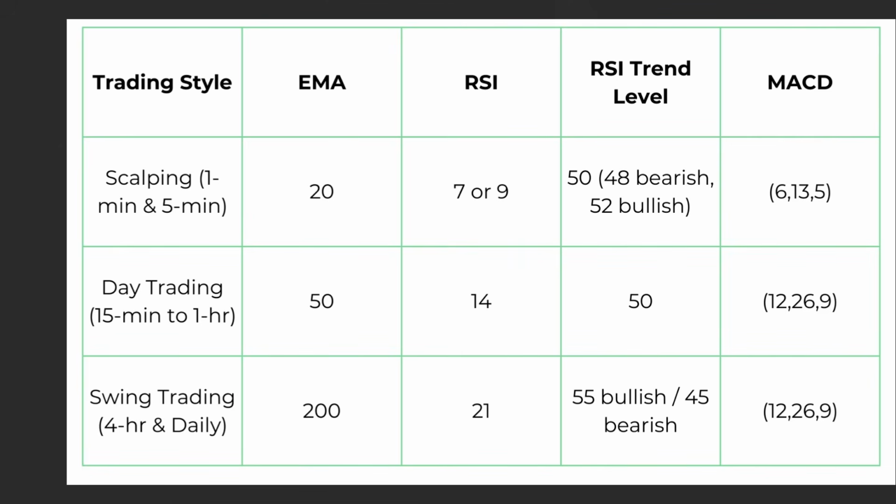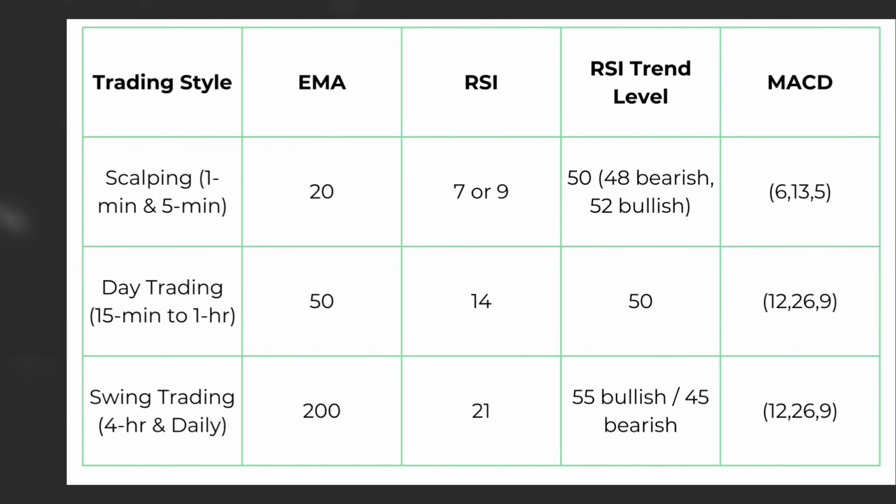Lesson summary. Let's take a quick look at what we learned today in summary in this table. It shows the best settings for EMA, RSI, and MACD for each trading style. For scalping, indicators are fast to react to quick market moves. For day trading, indicators are medium speed to balance accuracy and market noise. For swing trading, indicators are slow and smooth to focus on the bigger trends.